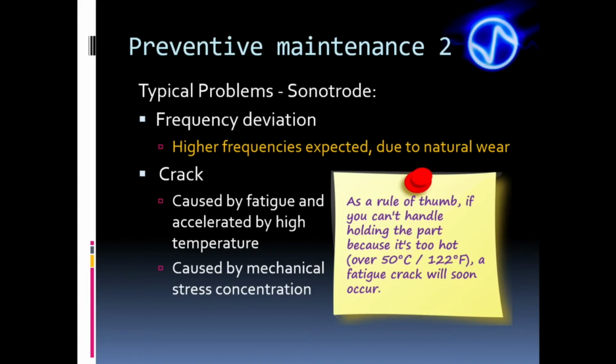Cracks are also a common problem with horns. They are caused by fatigue and accelerated by the high temperature, so monitoring the temperature is advisable. As a rule of thumb, if you can't handle holding the part because it's too hot, a fatigue crack will soon occur. If everything is okay regarding fatigue and temperature, but we are still having cracks, there is probably some stress or concentration of mechanical tension at the crack region.